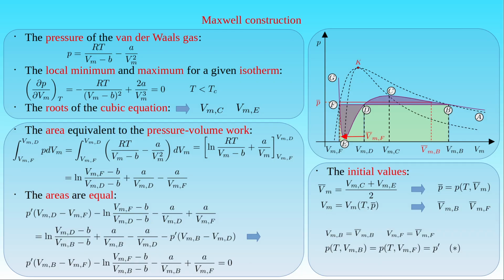The second equation of the system is the equation of equal areas, and the system of these two equations can be solved by applying some iterative method for finding the roots V sub mb and V sub mf, that is, the molar volumes for the boundary points of the isotherm that correspond to the saturated phases of the medium.